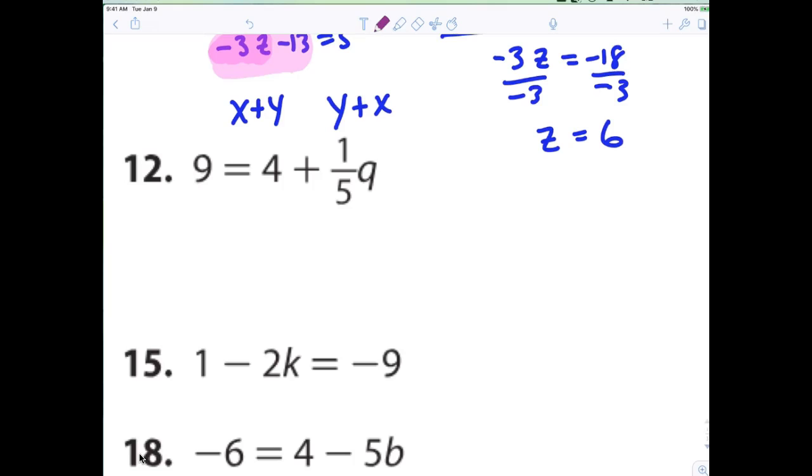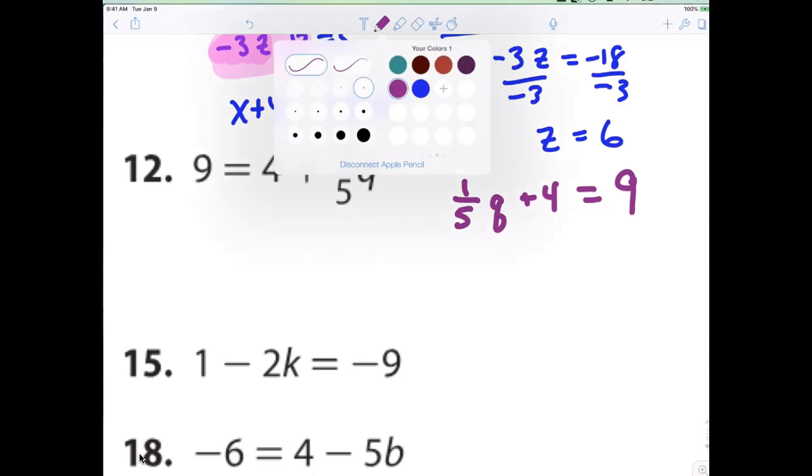Carmen, tell me what to do. Are you going to rewrite this first? Yeah. All right. Tell me what to write. 1/5 plus 4. Very good. And then minus 4. Exactly. Subtract 4 from both sides.